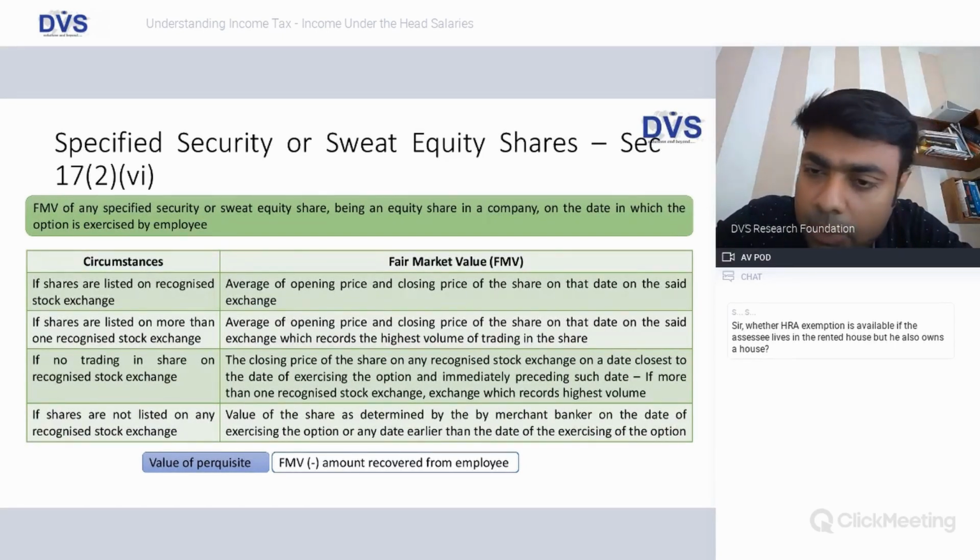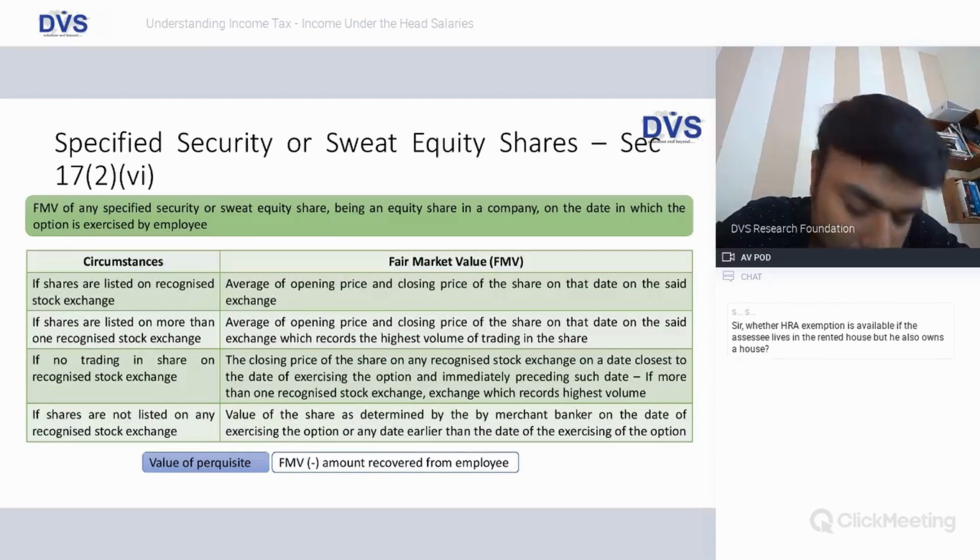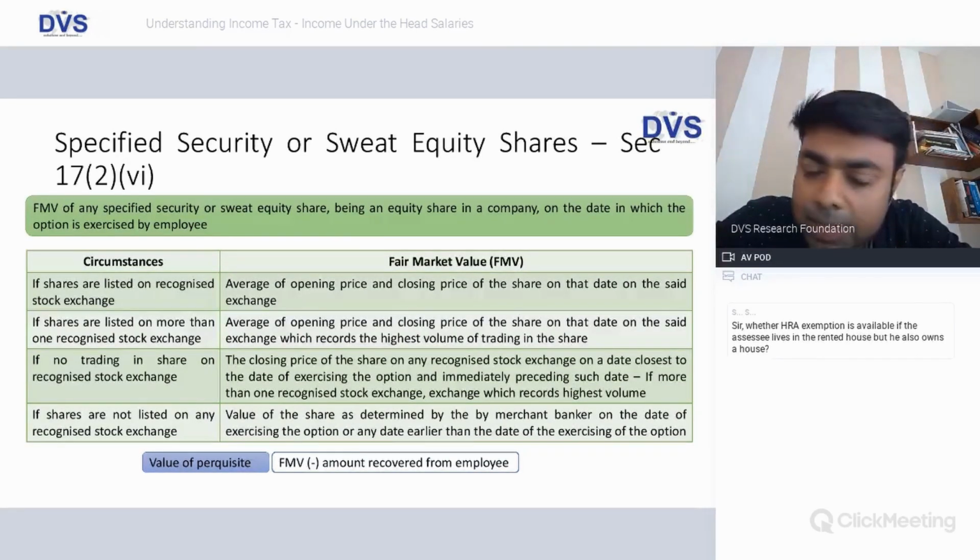Let's say someone works for a period of 5 years in a company, and as per the company's rule, if you cross 5 years, you will be eligible for ESOPs. Now, when you are eligible for ESOPs, what happens? Automatically, you will be eligible for buying the shares of the company at a concessional rate.